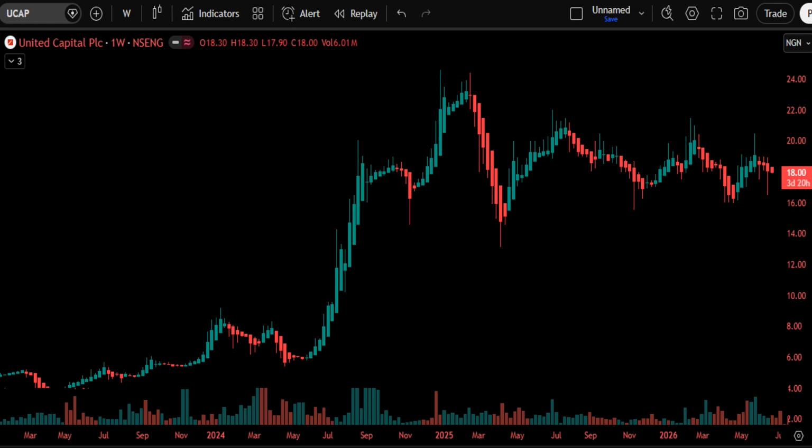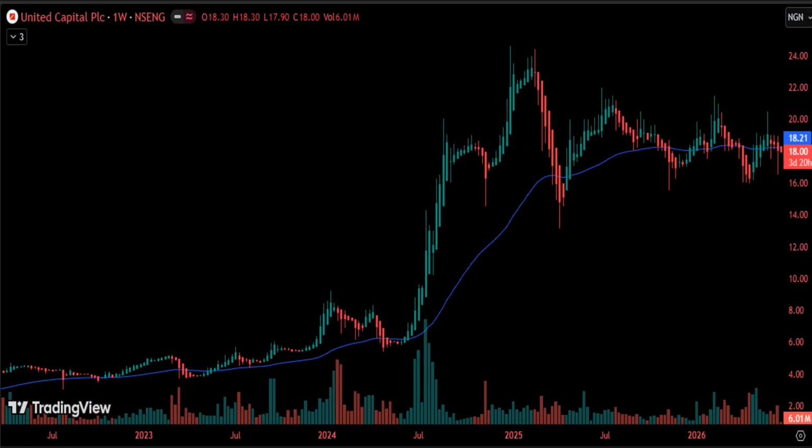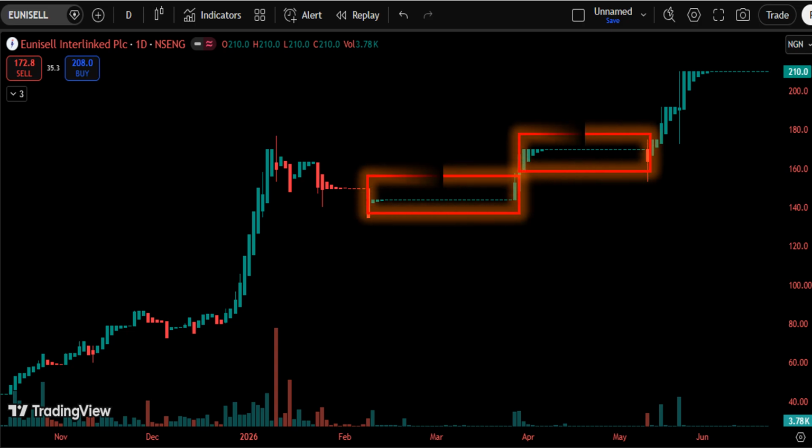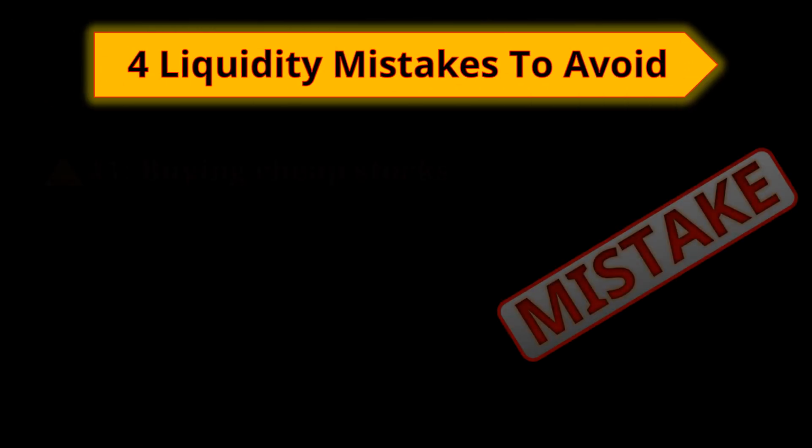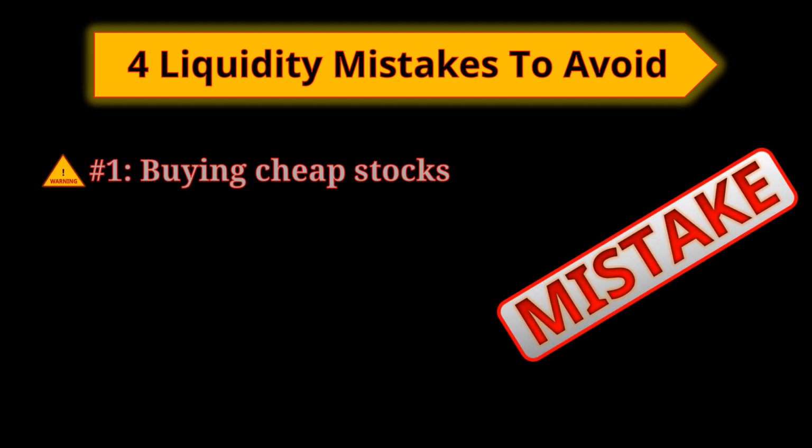But liquidity alone isn't enough. We still want technically strong stocks, right? So look for stocks trading above major support levels, above key moving averages, or showing signs of accumulation and strength. Let's quickly cover some mistakes. Mistake number 1, buying simply because a stock is cheap. Cheap does not mean liquid.